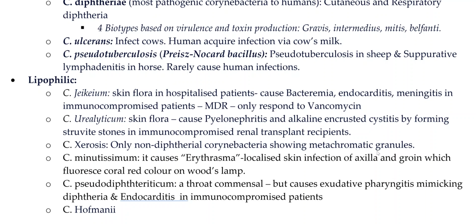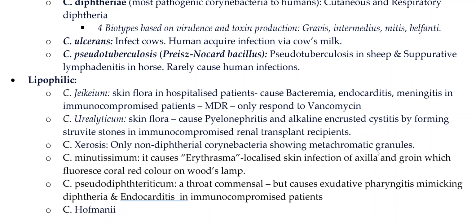And Corynebacterium xerosis is the only non-diphtherial corynebacteria which shows metachromatic granules. Now, what is metachromatic granule? We will learn in detail later on in this session, but these are the polar granules which are situated at both poles of the bacteria, and it is usually seen in Corynebacterium diphtheria. But apart from Corynebacterium diphtheria, Corynebacterium xerosis is the only one which shows this granule. So, this is an important point to remember.